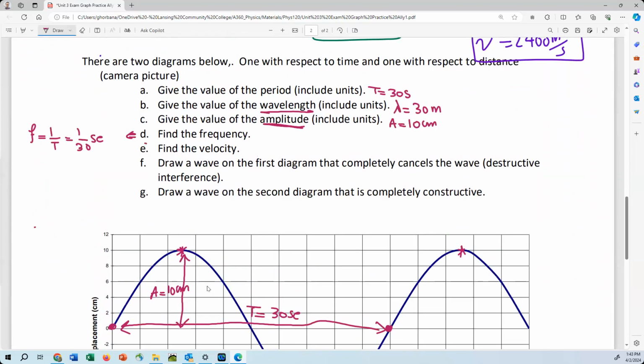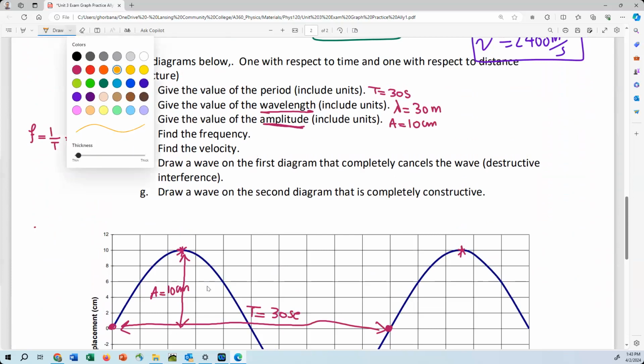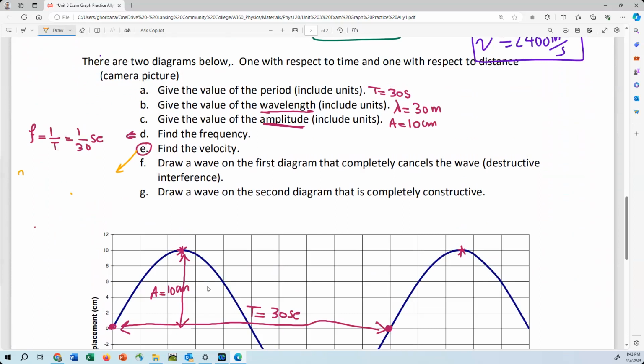Find the velocity. The velocity is going to be frequency multiplied by wavelength. What is the frequency? 1 over 30 hertz. Multiplied by the wavelength, which is 30 meters. 1 over 30 times 30, the 30s cancel each other. What is left? 1 meter per second. So the velocity is 1 meter per second.